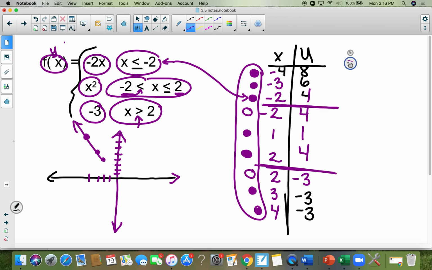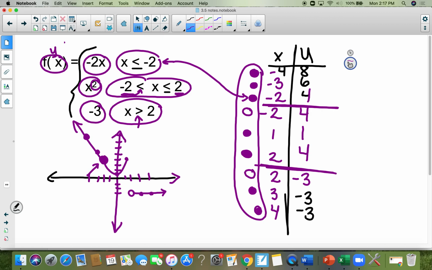At -2, 4, it's an open circle. At 1, 1, it's a closed circle. And at 2, 4, it's a closed circle. And you know what x squared makes. It makes a parabola. And then at 2, -3, it's an open circle, and at 3, -3, it's a closed circle, and at 4, -3, it's a closed circle, and it goes in that direction like that. And here, you'll learn that a closed circle covers up the open circle, and it just makes it a closed circle. So that's called a piecewise graph.